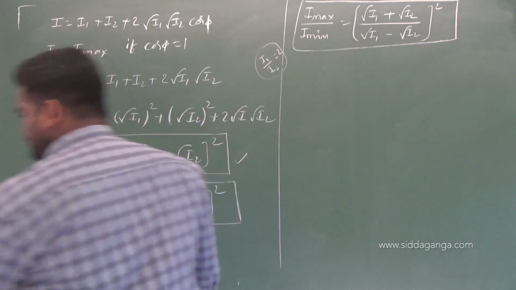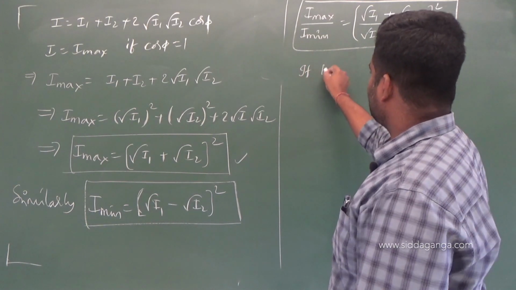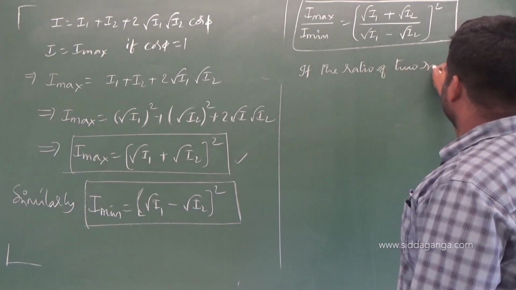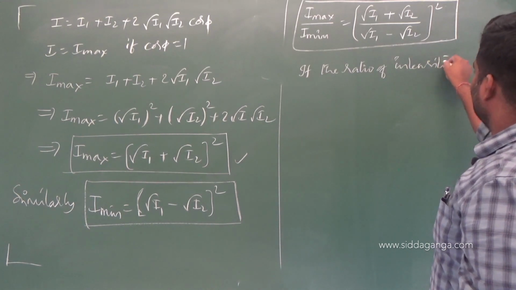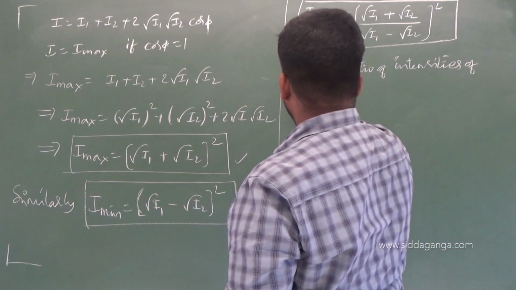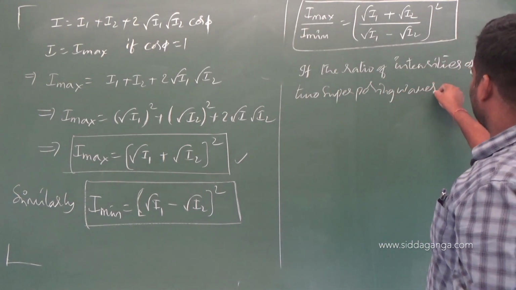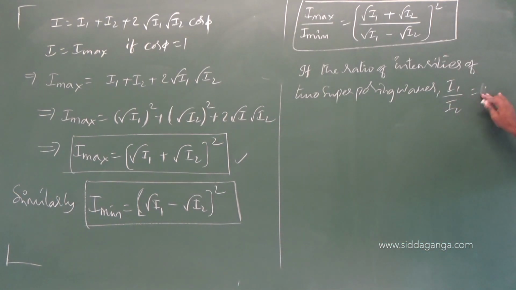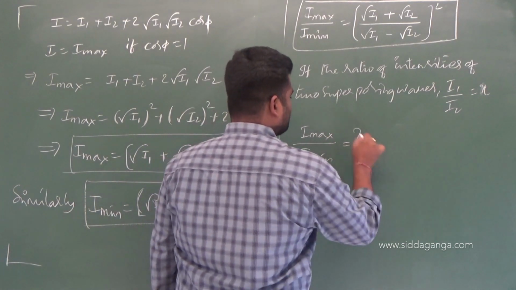So see how to write that formula here. If the ratio of intensities of two superposing waves, I1 by I2, equals some x, or a or b, whatever it may be, then they will ask what is the value of I maximum divided by I minimum.